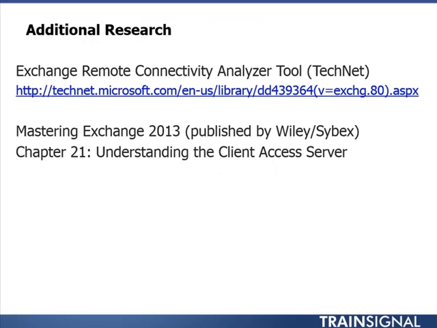In terms of additional research that I'd like to recommend, one is the Exchange Remote Connectivity Analyzer tool TechNet articles, and this is a set of articles that will help you to understand what the tool can do in its entirety, not just the Exchange pieces, but it's also good to take a look at the client piece there as well as the Office 365 connectivity piece. And then I'd also like to recommend in the book Mastering Exchange 2013, published by Cybex, Chapter 21, Understanding the Client Access Server.